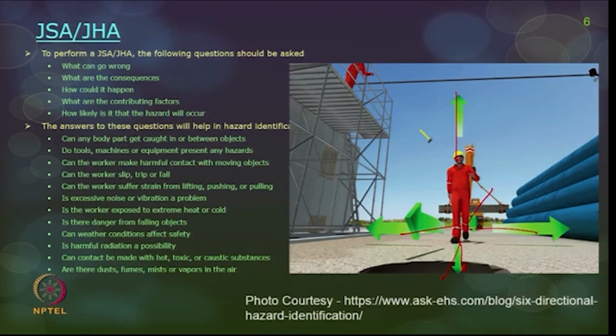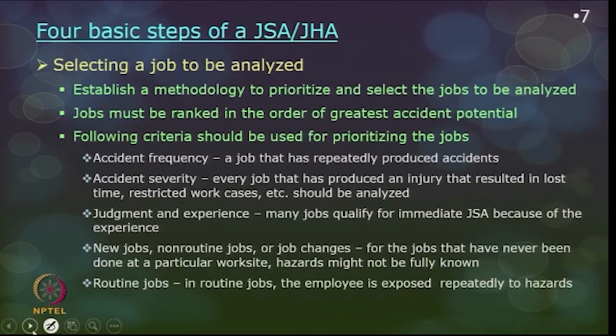So, if you look at all these topics that we have discussed earlier, you may have to look in any of these 6 directions, then you can easily identify all the hazards. Okay. Now, there are 4 steps, as I told you, to easily do the JSA.